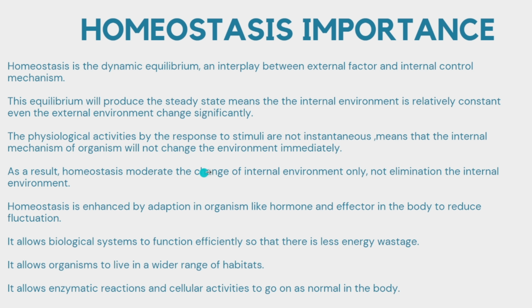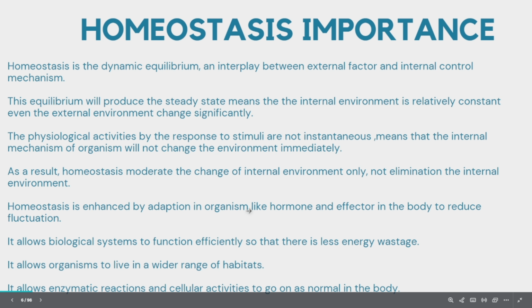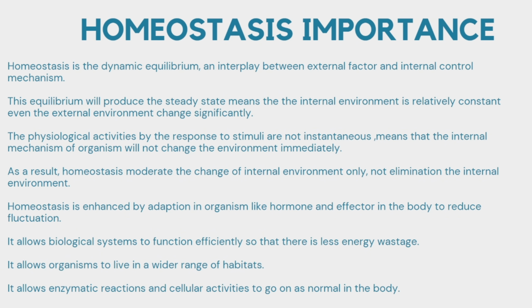Homeostasis only moderates the change of the internal environment, but it will not eliminate the change. It is also enhanced by signals like hormones and effectors to reduce the fluctuation, and it allows the biological system to function efficiently. Less energy is wasted, and the organism can survive in a wider range of habitats, meaning that humans can survive in the desert, at the north point, the south point, and also in very cold places.